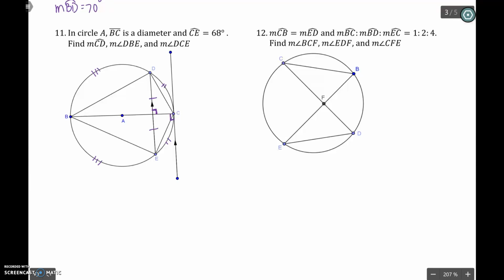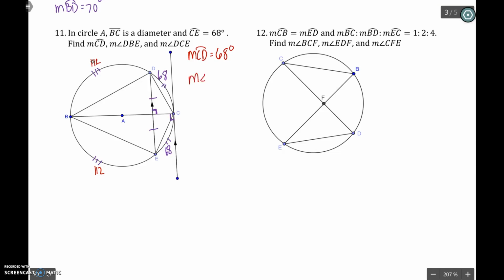Then they're telling us arc CE is 68. Well, that would mean that CD is also 68. Since this is a semicircle, we would do 180 minus 68 if we wanted to find arc BD. 180 minus 68 is 112 for both of them. All right, now to find what they want. They wanted arc CD, which I just found. That was the first thing we did.